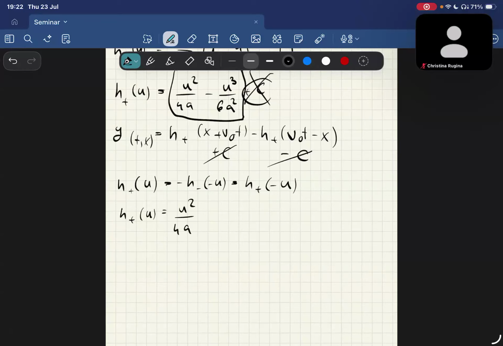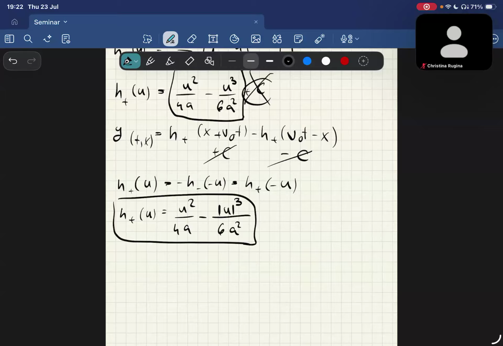We add a minus modulus of u at power 3 over 6a squared. And now this function right here respects the conditions that we put so far. So this is the final form of the h function for the solution. We will see in the next part how we integrate this with the domain.